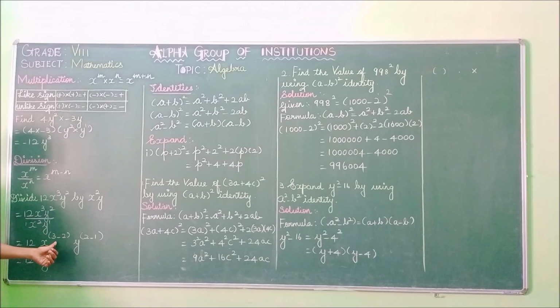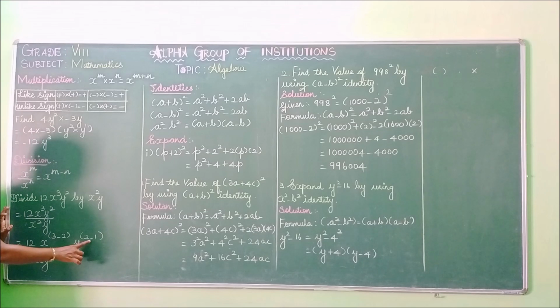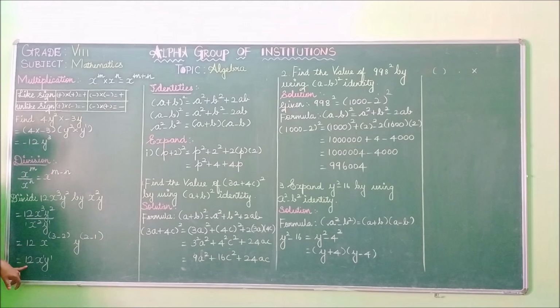So you write the 12 remains same. X power what? 3 minus 2 is what? 1. So x power 1. So what is y power? 2 minus 1 is 1. So final answer is 12, x power 1, y power 1. That can be written as 12xy.